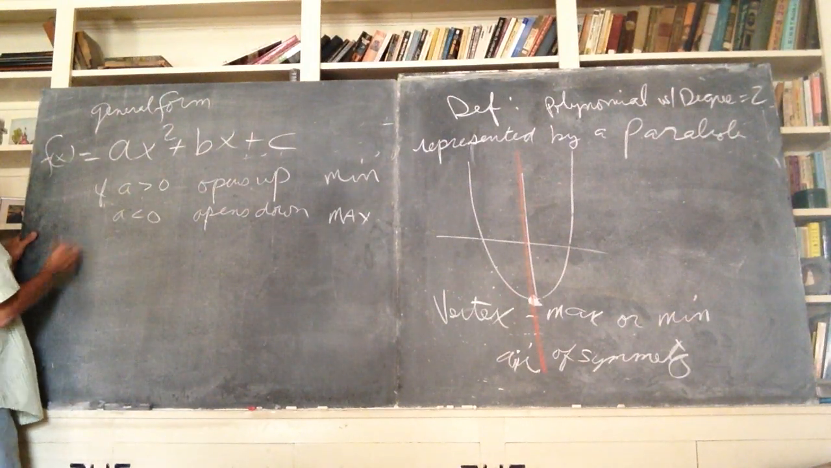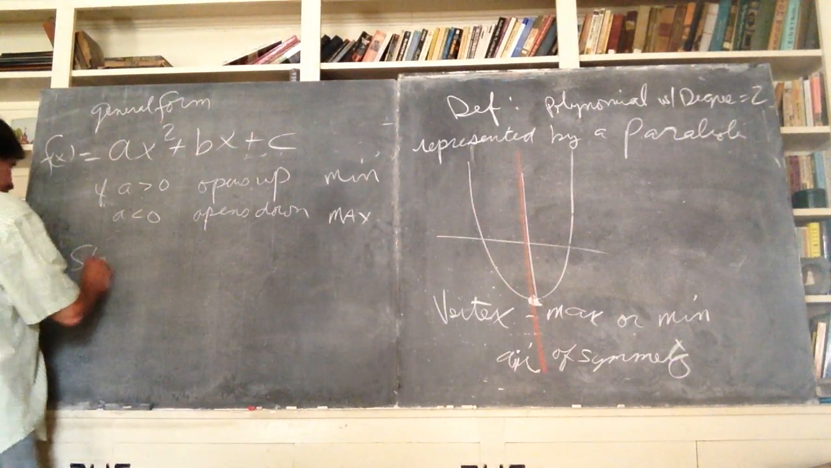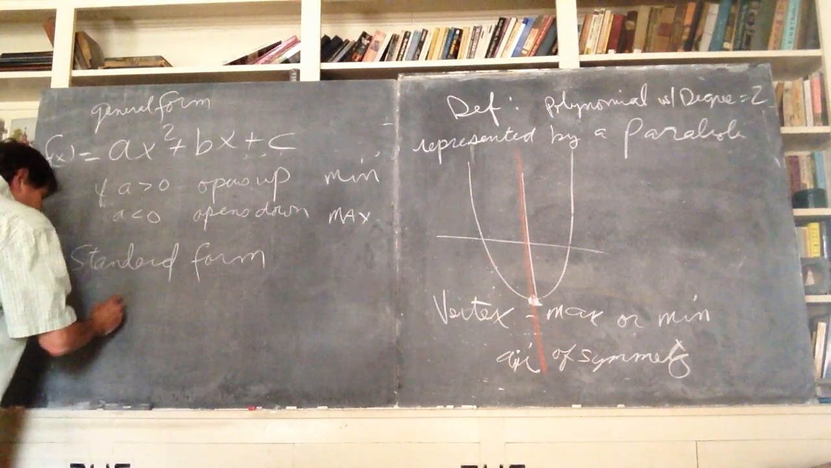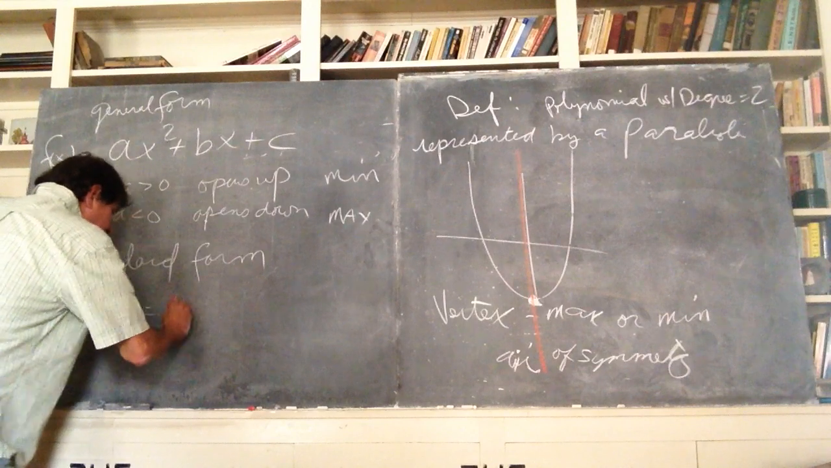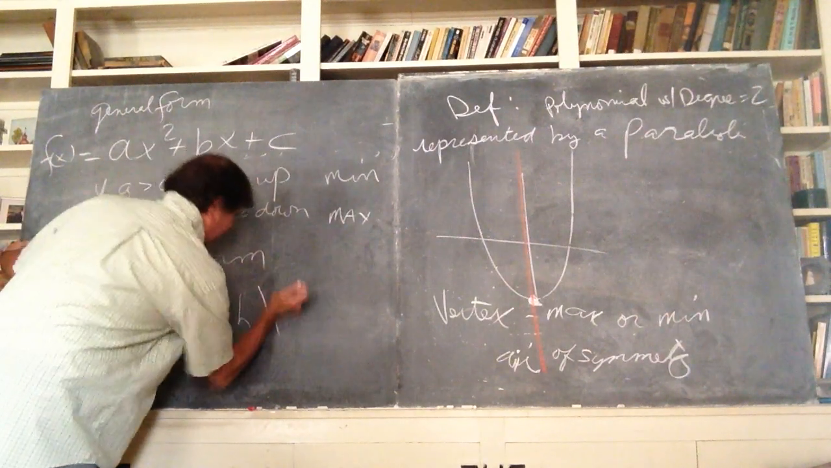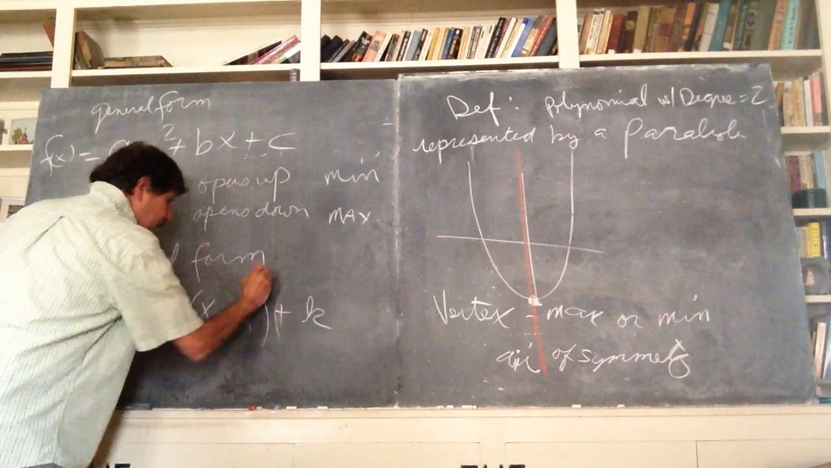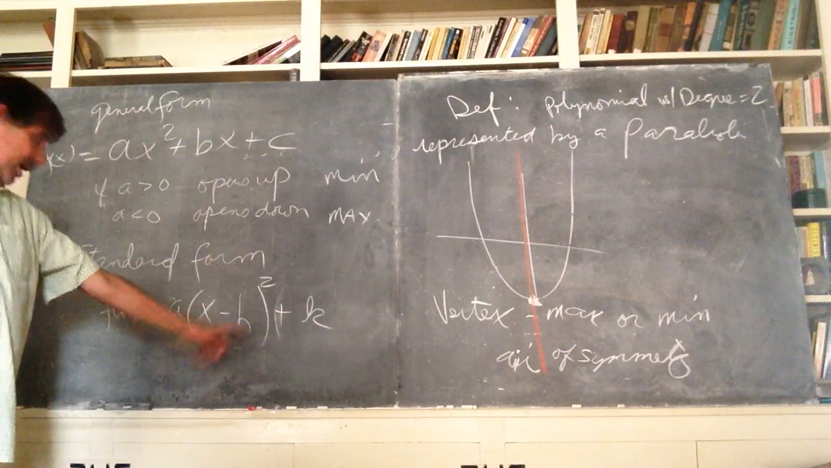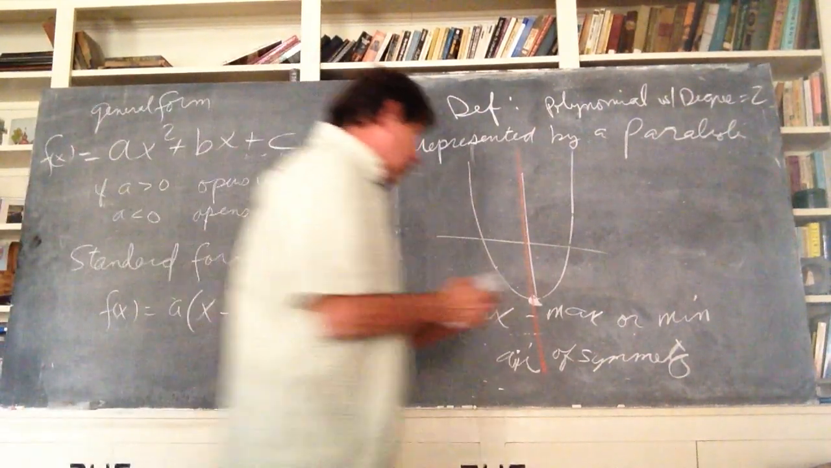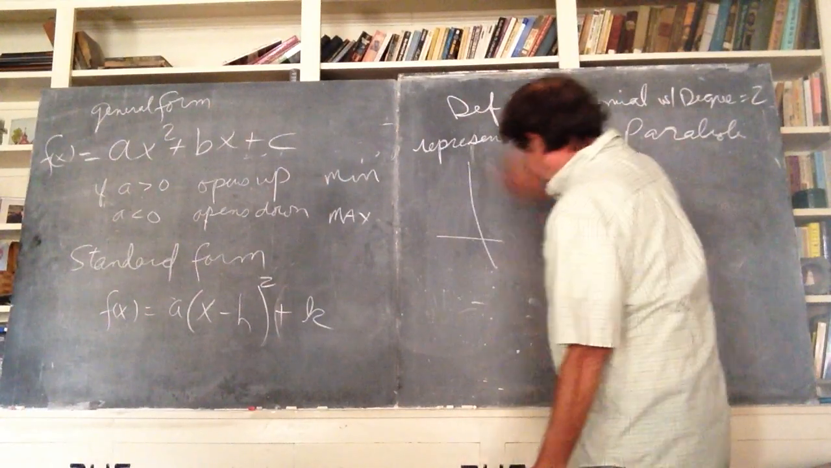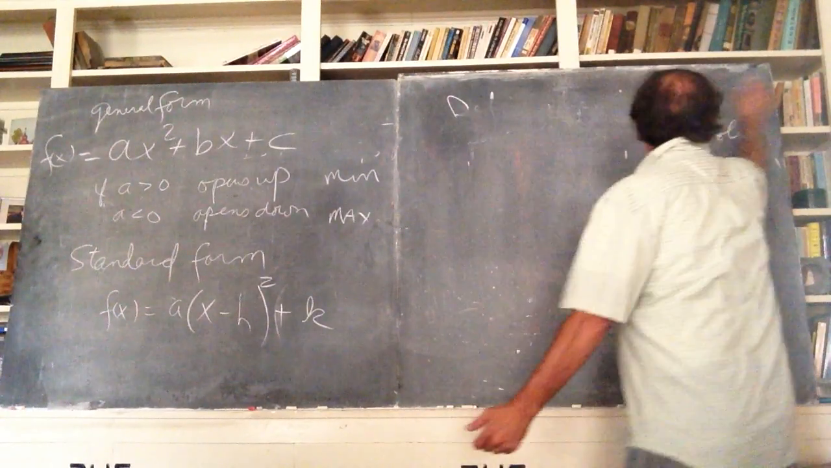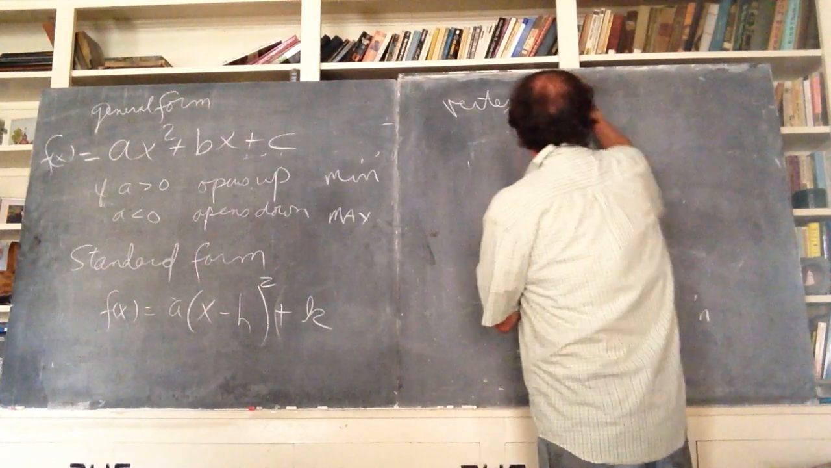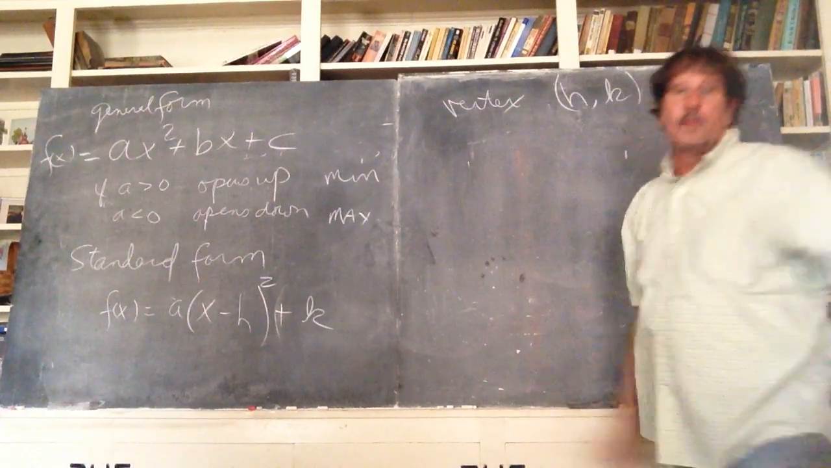There's also a graphing form, a standard form. And this is what I would do to graph. f(x) = a(x - h)^2 + k. That's squared. A times (x - h) squared plus k, and the reason that's the standard form is because that kicks out the vertex. The vertex is (h, k) in the standard form.